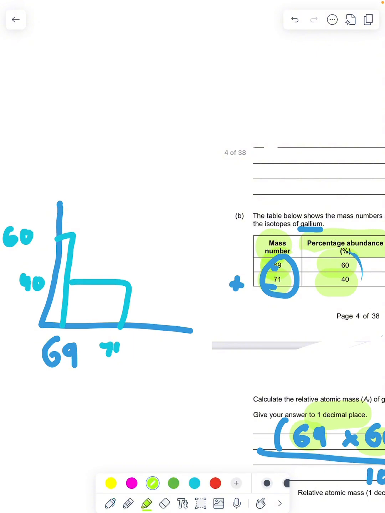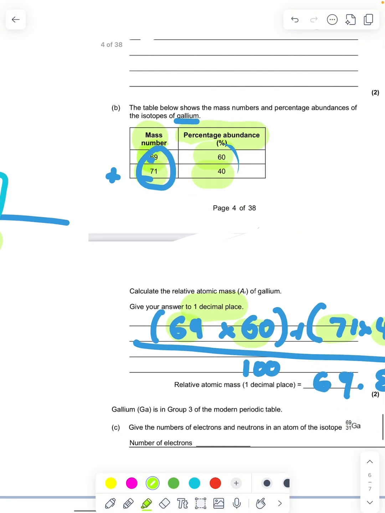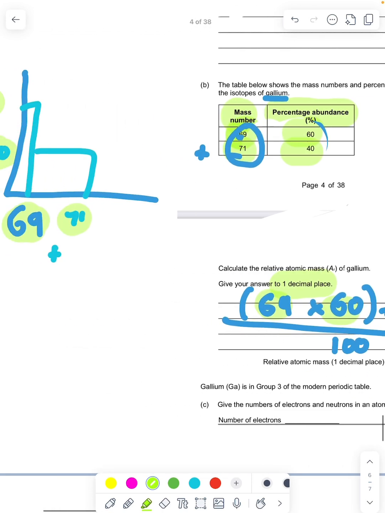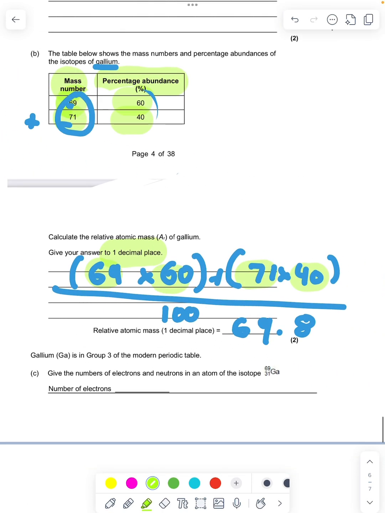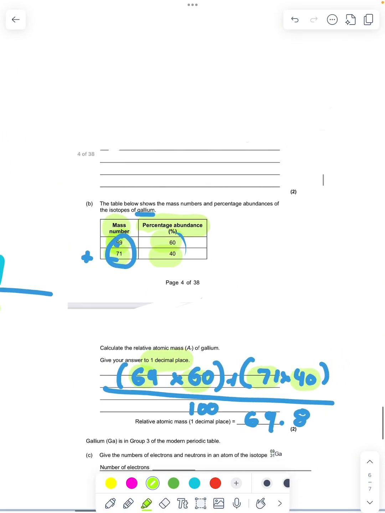So this graph looks stupid as hell. We do 69 times 60, added to the next two times together, so 71 times 40, and divide by the total abundance, 100. Right, so it's the same thing we did here: times the first two numbers together, added to the next two times together, divided by 100. And that's how you do this. That's how you work out the relative atomic mass. That's the calculation part that we talked about earlier. It's quite straightforward, and it's the same thing every single time.